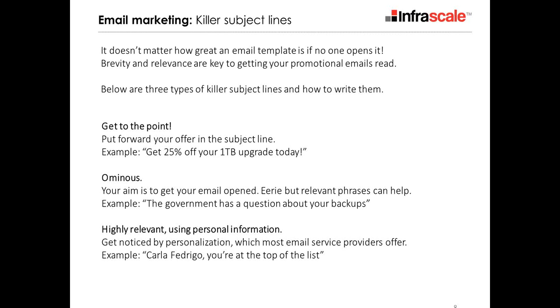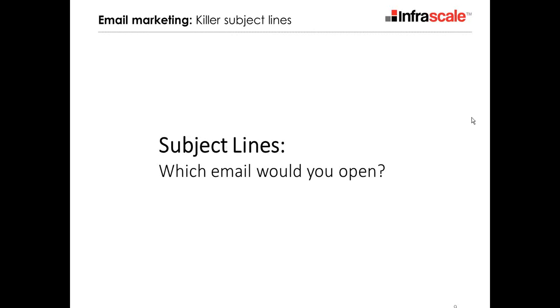The third example here is using highly relevant and personal information. Personalization is a method that you can use to get your emails opened. Depending on the email service provider you use, they will include personalization. I'll talk a bit more about that in just a minute. The example here for a personalized email is, Carla Federico, you're at the top of the list. If I saw my name in my email inbox, I'm going to open it out of curiosity and see what list is that and how do they know that I'm on there. So, of course, curiosity is going to get you to open that email, and relevancy.